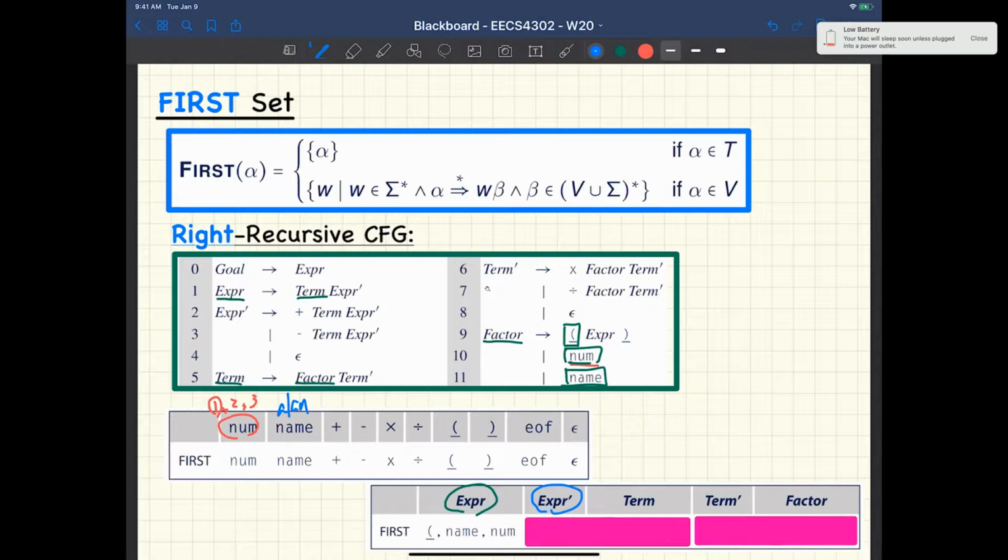Expression prime. Anybody? What should be the first set for expression prime? Oh yeah, it's a plus. Yes. Okay, you're basically talking about expression prime here, right? Yes, I agree with you. It can be plus, minus, epsilon as well. Epsilon is also considered a symbol, like an empty string. Okay, I agree with you. So now, done. Okay, very good.